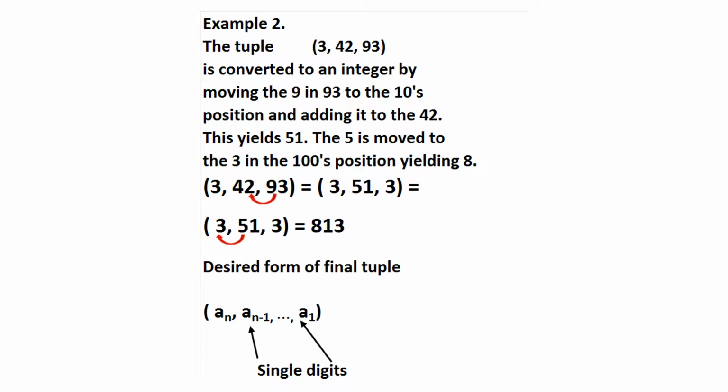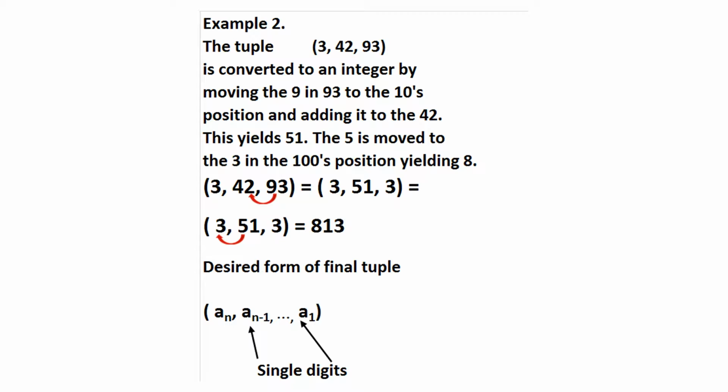In example 2, the tuple 3, 42, 93 is a 3 tuple, and it will be converted to an integer by moving the 9 in the 93 to the tens position and adding it to 42. So 9 and 42 is 51. The 5 is moved to the 3 in the 100 position, yielding 8. That's 3 plus 5. The final number is 813.